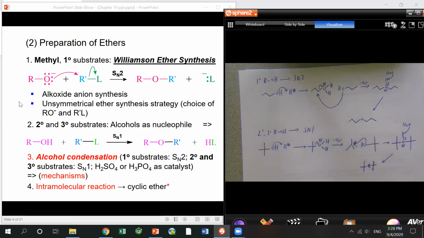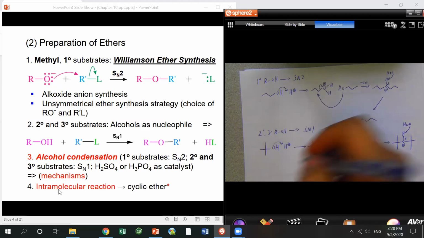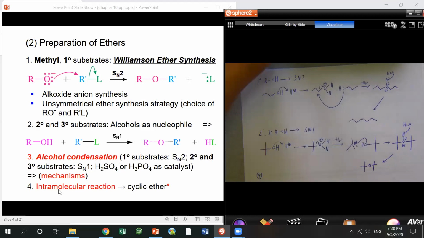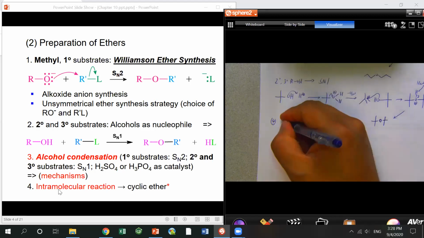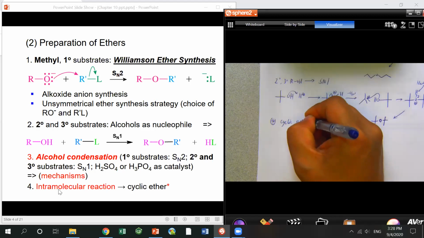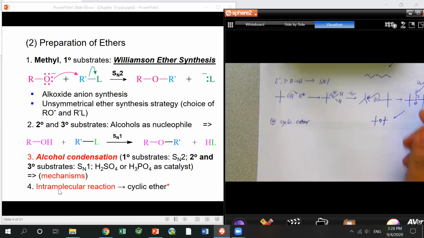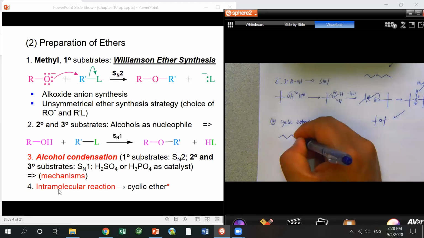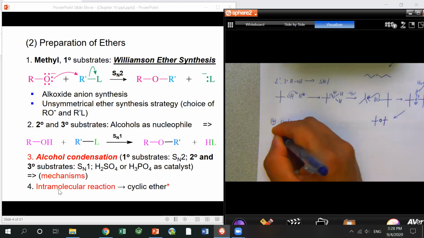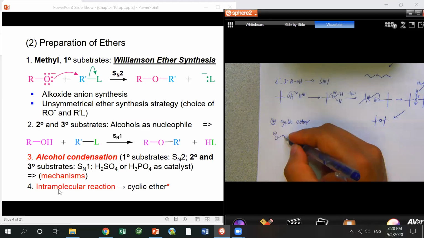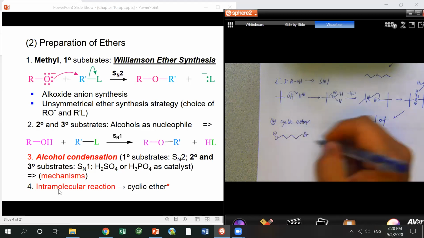All right, now we move to another hard part, making a cyclic ether. These are intramolecular reactions. That was the alcohol condensation, so now we move to cyclic ether. The formation we already learned a little bit in chapter 9, so remember, it's a similar one. You have one nucleophile linked together with the leaving group by a long carbon chain, so two functional groups, and you can have intramolecular reactions.